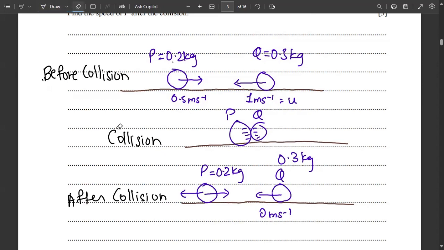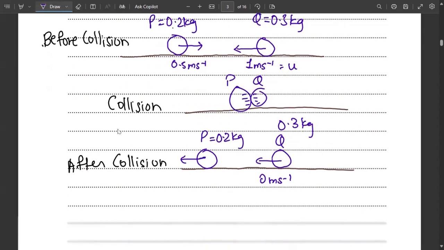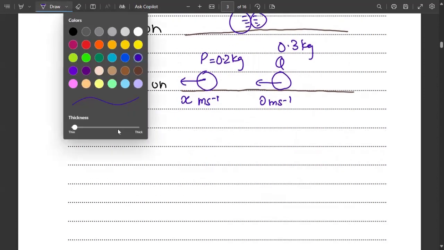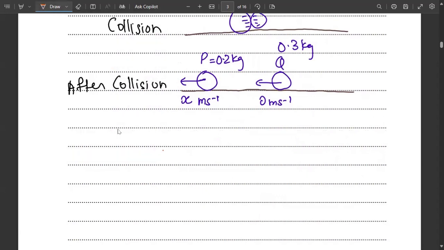Obviously, it will move to the left because if two particles are colliding and one is stopping, the other one will move to the left. If it moved to the right, then Q should have also moved. So this will move to the left now. And what will be its velocity? That we have to find out. Let that be x meter per second. So what we can use is initial momentum equals final momentum, or total momentum before equals total momentum after.